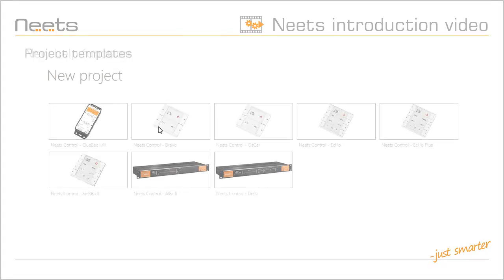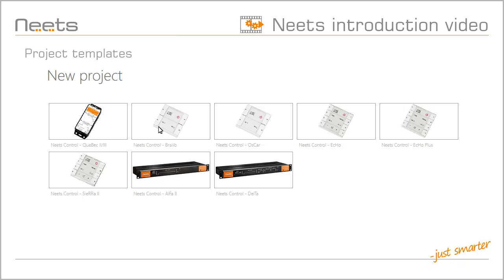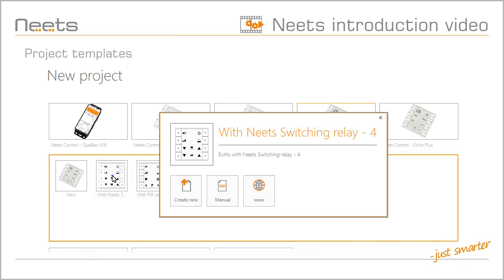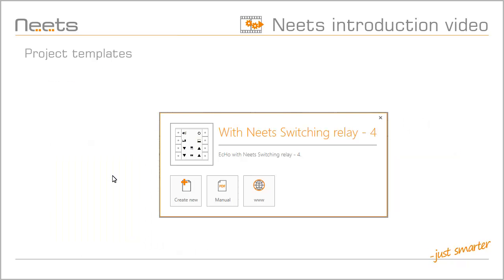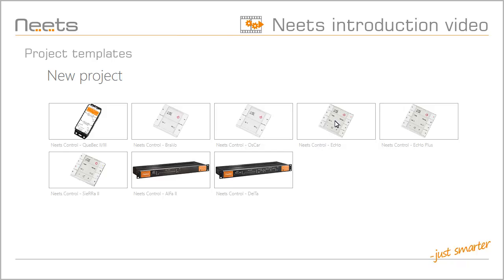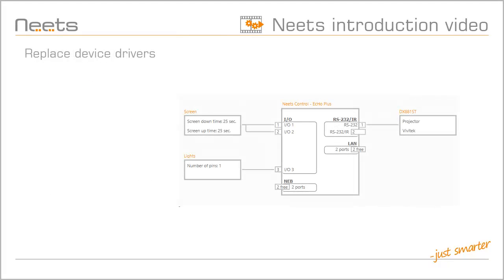systems. To this version of the Project Designer 1.7, we have made project templates available. When you select one of the Neets control systems, you will see the project templates made available by Neets. When you select a template, a pop-up will give you a short description of the template. You will find more details about this template in the manual. To create a project using this template, click Create New. However, if you want to create a project without using a template, just click on New, or simply double-click on the control system.